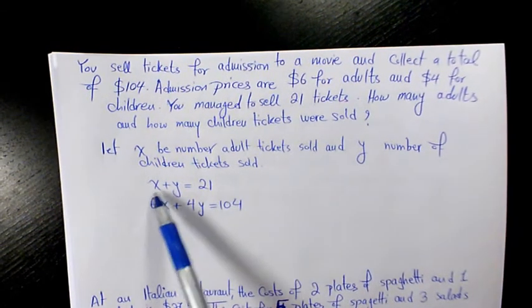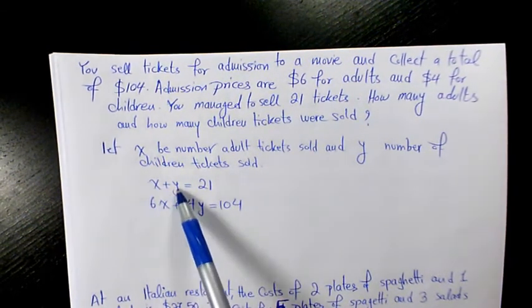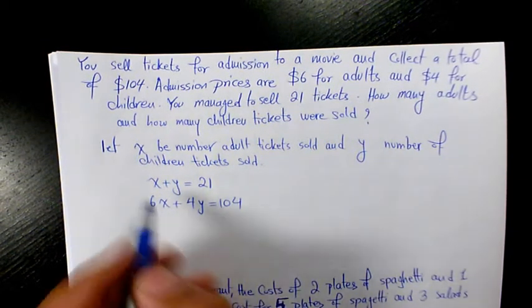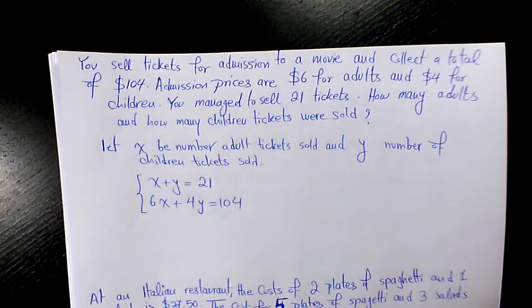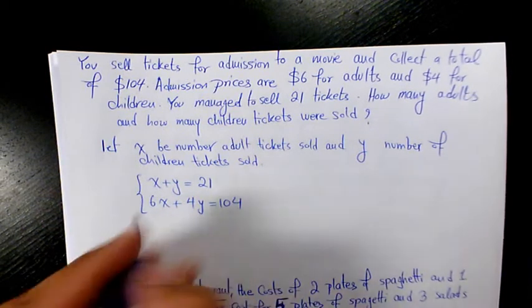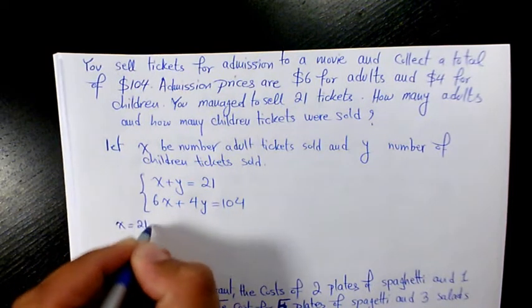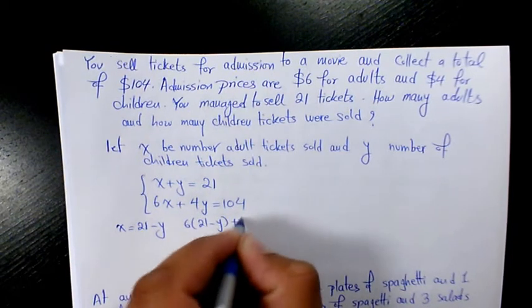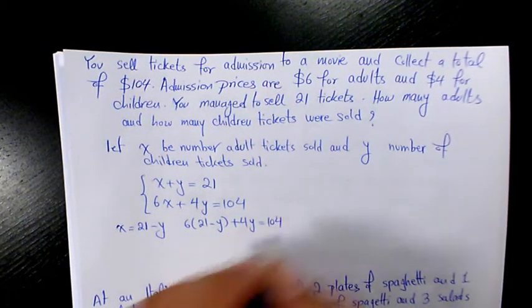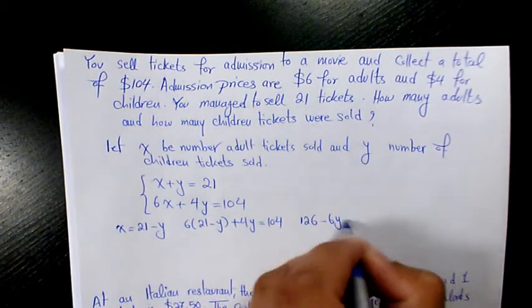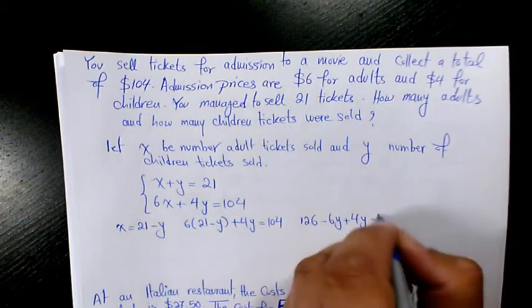Again, the first equation: number of tickets, number of tickets, number of tickets. Money, money, money. Has to be the same. You cannot add money with the number of tickets. So now I'm going to use substitution method. I'm going to say x equals to 21 minus y. So it's going to be 6 times (21 minus y) plus 4y equals to 104. So 6 times 21 is 126 minus 6y plus 4y equals to 104.